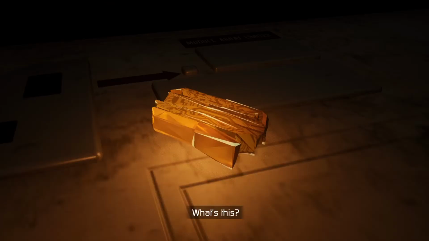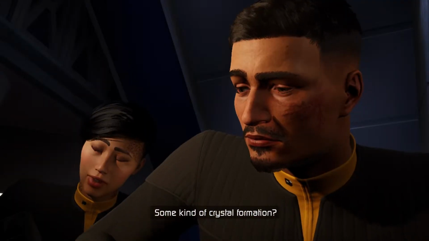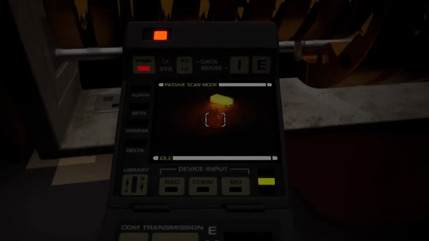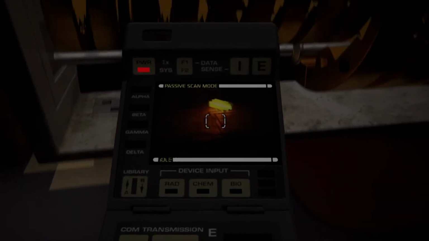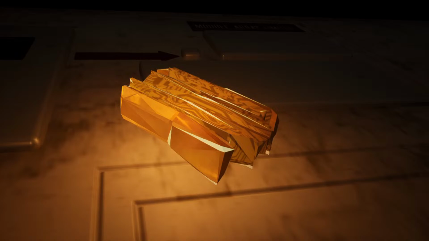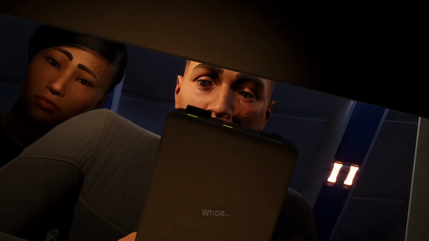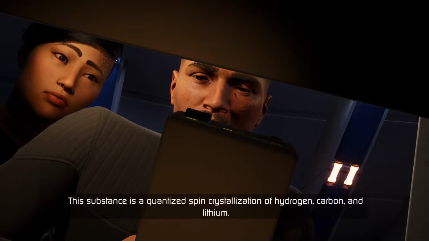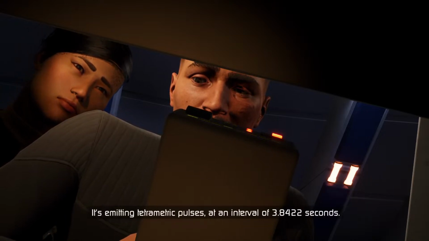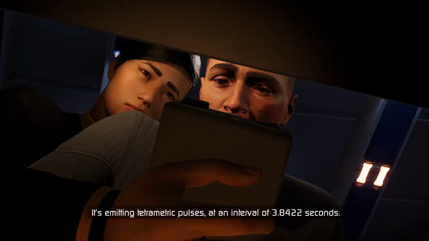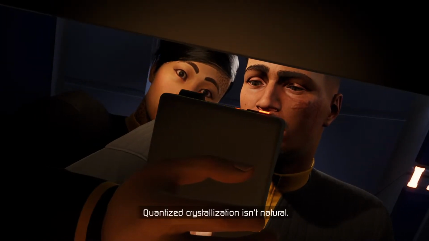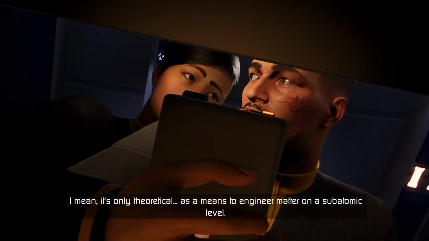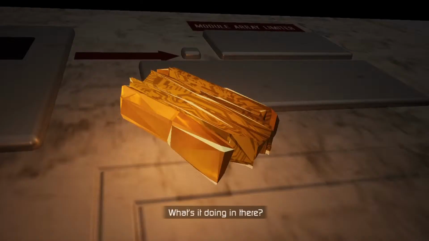What's this? Some kind of crystal formation? Whoa. This substance is a quantized spin crystallization of hydrogen, carbon, and lithium. It's emitting tetrametric pulses at an interval of 3.8422 seconds. Quantized crystallization isn't natural. I mean, it's only theoretical as a means to engineer matter on a subatomic level. What's it doing in there?